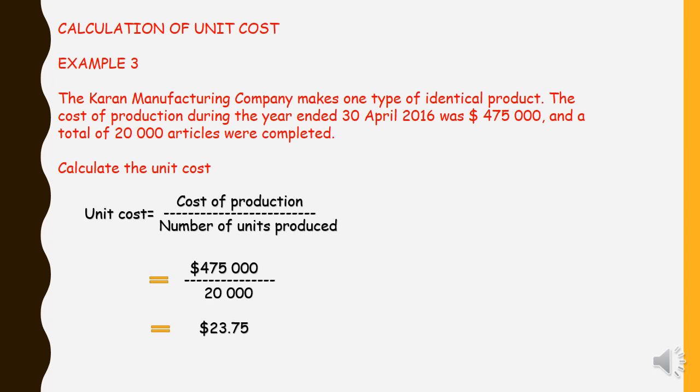That's it for our second lesson. In this lesson we learned the items in the manufacturing account: direct material plus direct labor plus direct wages, you get the prime cost. The prime cost plus factory overhead. If there is work in progress opening, we add; work in progress closing, we minus, and in total we get the cost of production. After that, we learned how to calculate the cost per unit. The formula for cost per unit is cost of production divided by number of units produced. Okay, thank you.